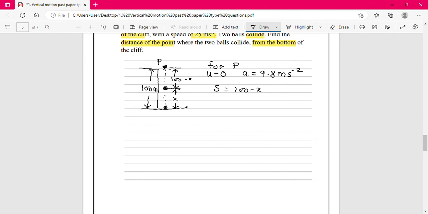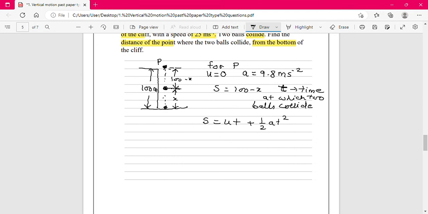So let the time t be the time at which the two balls collide from the starting of the journey of the two balls. So, which equation will we use? S is equal to ut plus half at square.